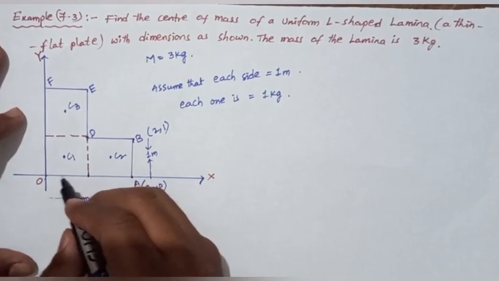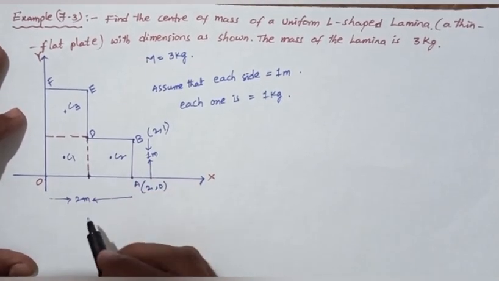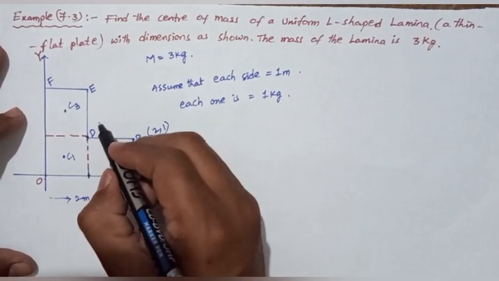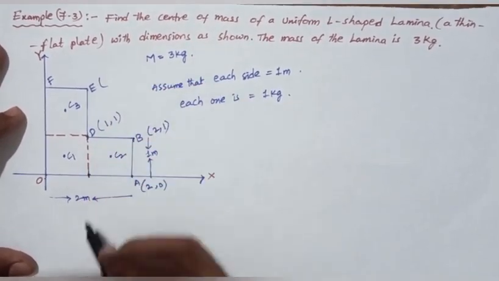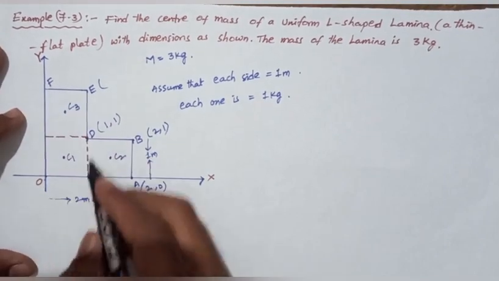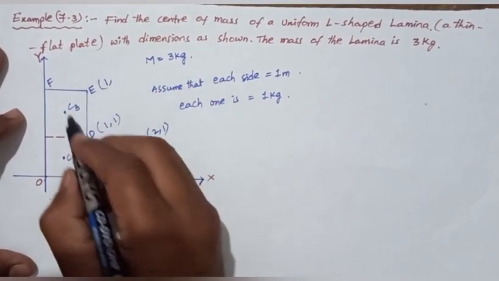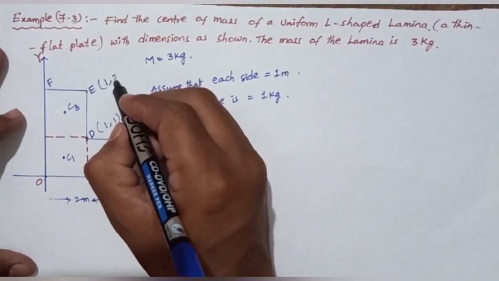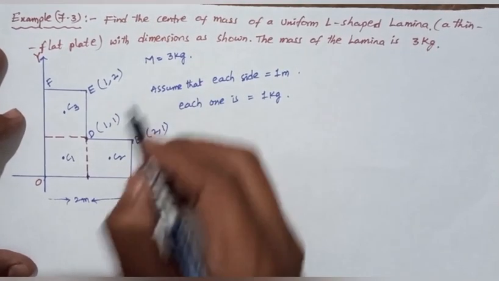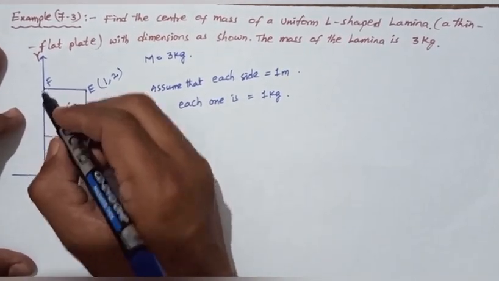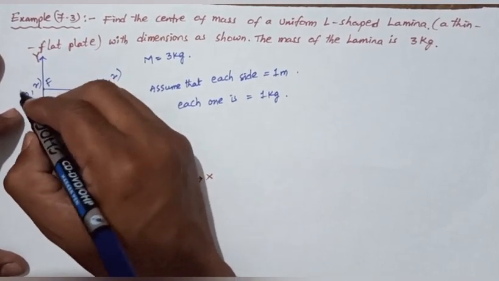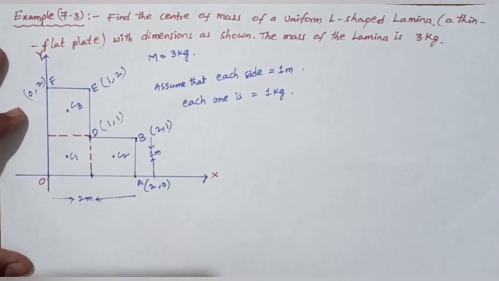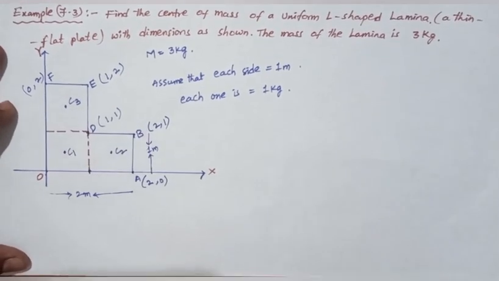So what is D? The x-axis length is 1 and the y-axis length is 1, so D point is 1 comma 1. And what is E point? E point is x 1 comma, so this is height 2, 1 plus 1. And F is 0 comma 2, so that is F point.